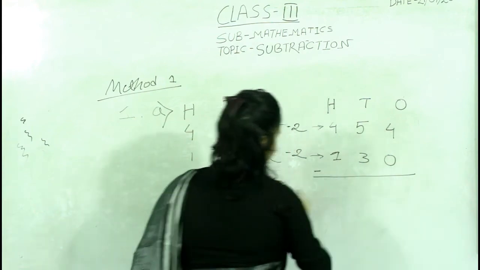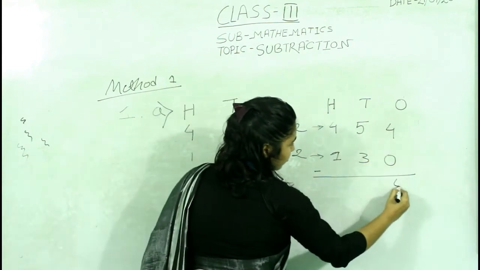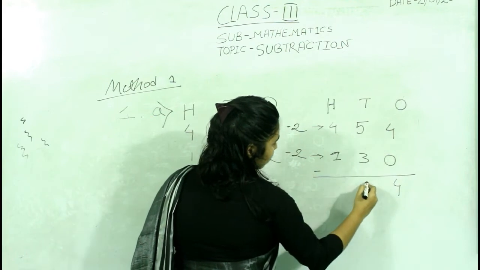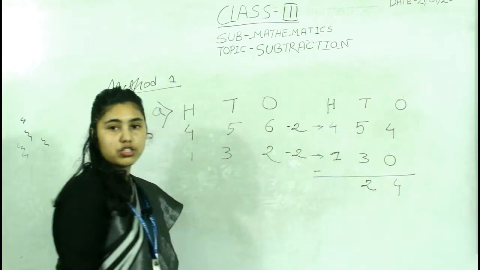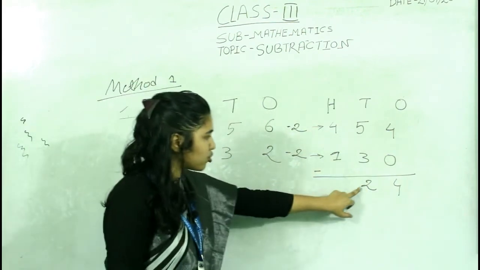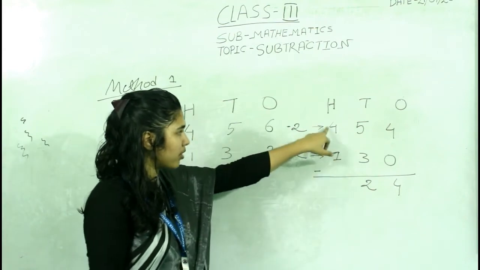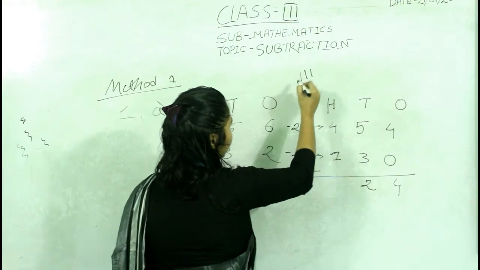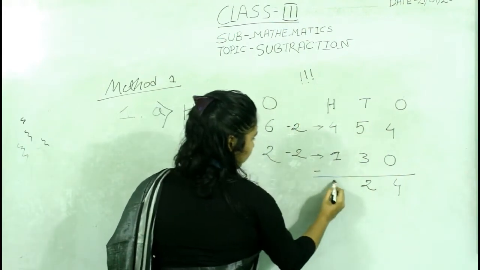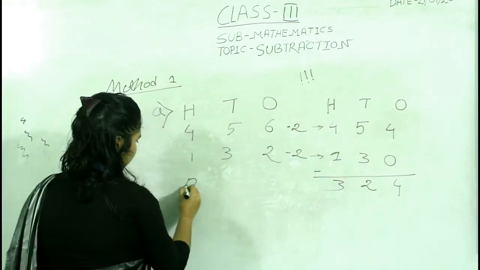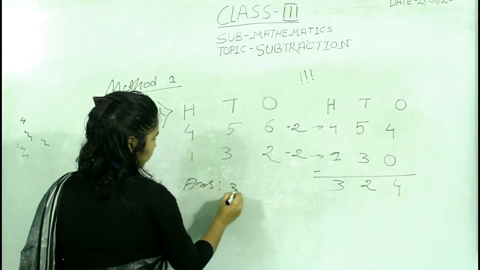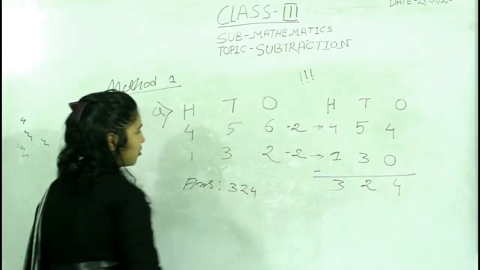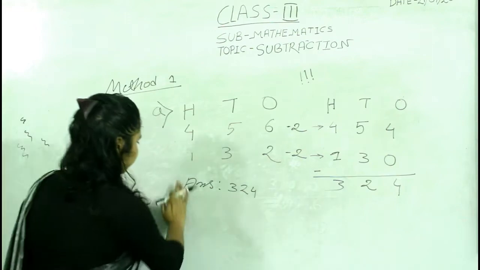Now subtract 5 minus 3, which is 2. And here subtract 1 from 4, which is 3. That means 3, 2, 4. So our answer is 324.